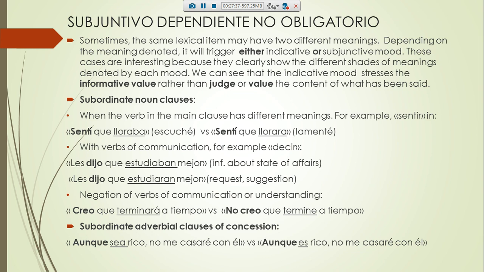We are going to see cases like this in detail, but I invite you to start thinking about what nuance of meaning is conveyed by the subjunctive mood in aunque sea rico, no me casaré con él, and the indicative mood in aunque es rico, no me casaré con él.